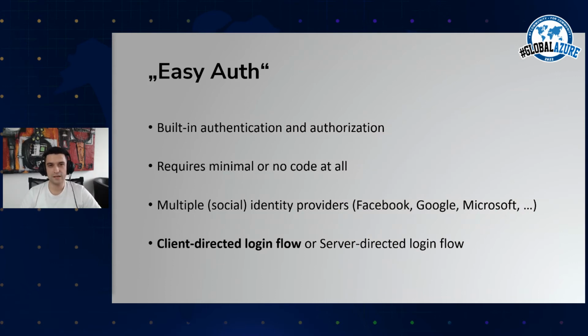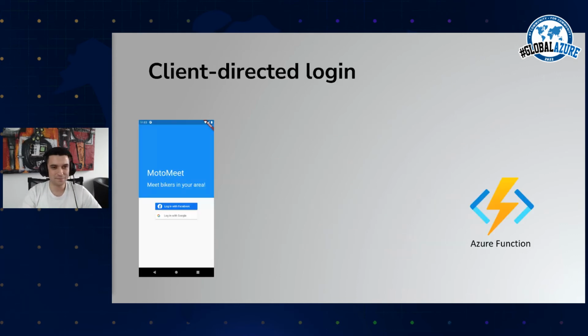With regards to login flow, it supports two login flows, the client-directed login flow and the server-directed login flow. And in this example, we're going to focus on the client-directed login flow, because that's what we want to do. It's only the job of the app itself, of the front end itself, to log my user in with Facebook and Google. And afterwards, we're doing some token exchange, which we are now going to take a look at in detail.